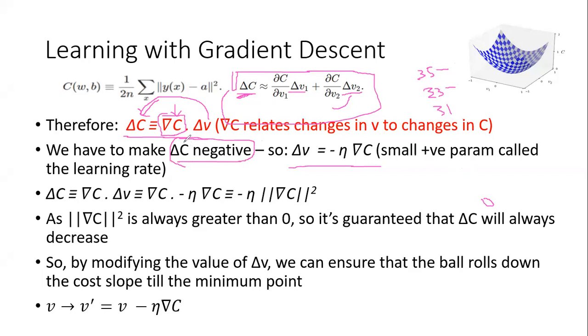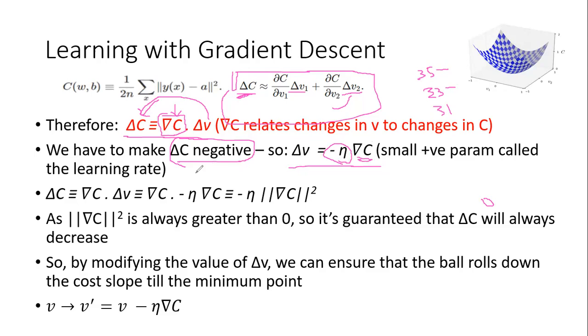So how do we ensure that? We ensure that by taking delta V equals to a parameter minus eta times the inverted C, the partial derivative vector. So I basically model delta V as this one. If I assume this, eta is a small positive parameter called the learning rate. Okay, so I basically introduce this deliberately myself.